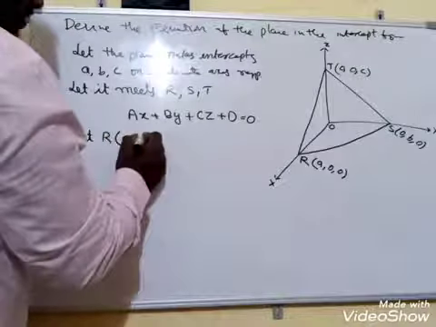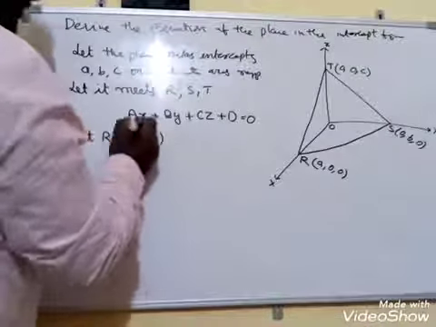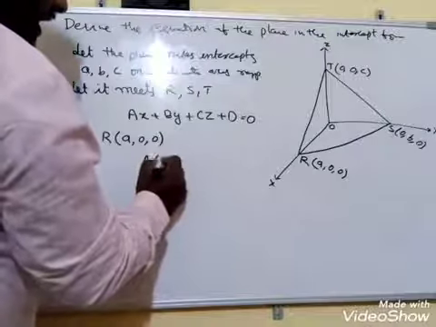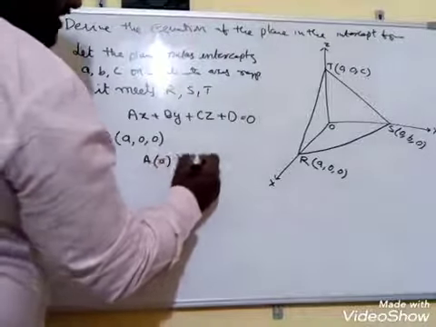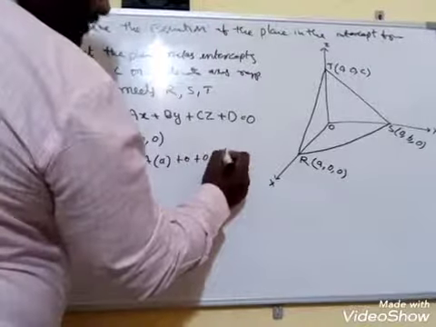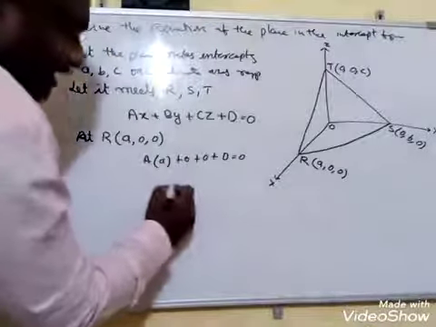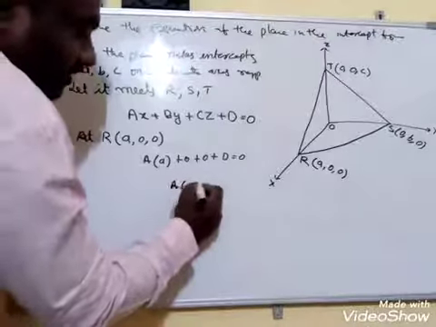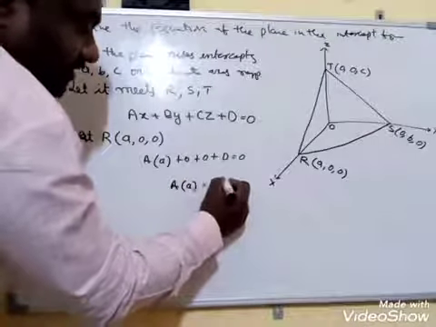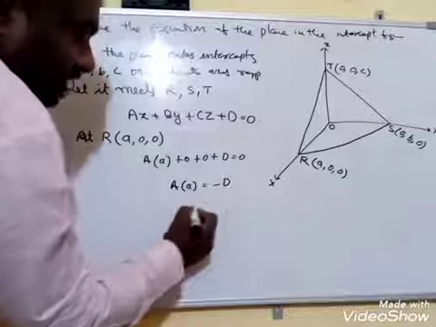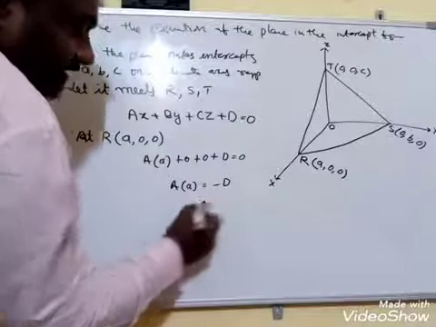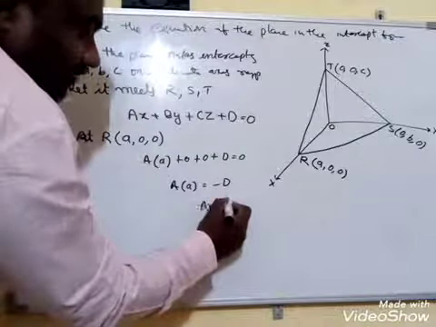At (a, 0, 0), what are we going to get if we substitute? A into a plus B into 0 plus C into 0 plus D is equal to 0. Therefore here, what are we going to get? A into a is equal to plus D. If you take it outside, you are going to get minus D. Therefore you are going to get A is equal to minus D by a.